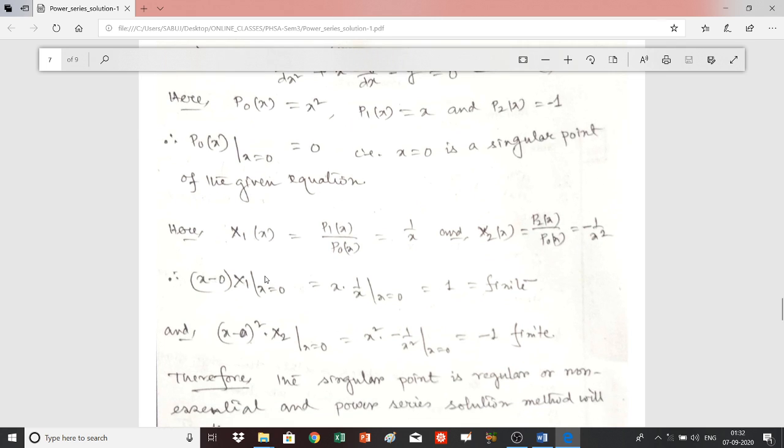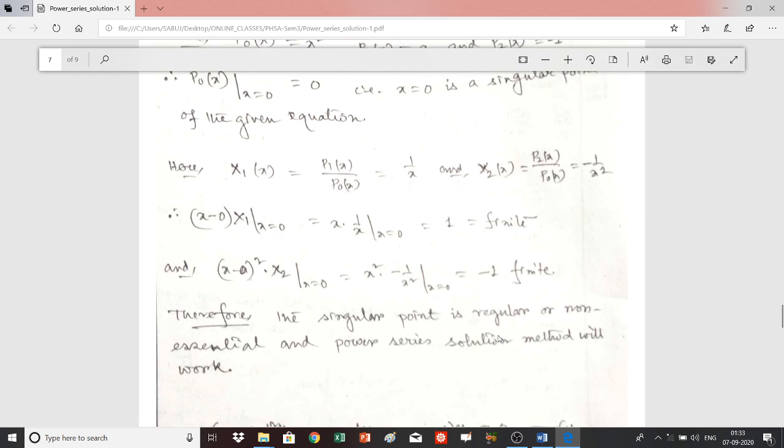Now for x equal to 0, the term x minus a is here x minus 0. So x into X1 at x equal to 0 is equal to x into 1 by x, which is equal to 1, and it is finite. And then x minus a whole square into X2 at x equal to 0 is equal to x square into minus 1 by x square, since we already obtained the value of X2, which is equal to minus 1. So it is also a finite value. So both this term and this term have finite values.